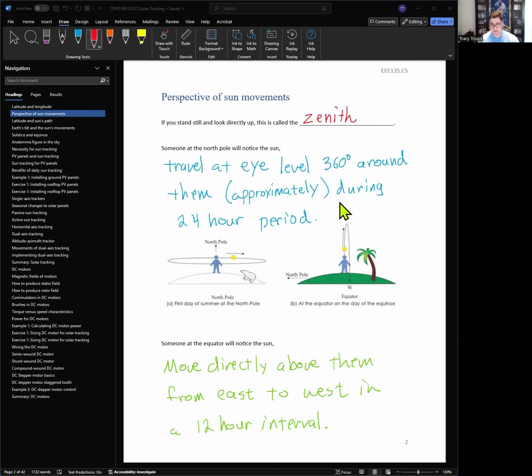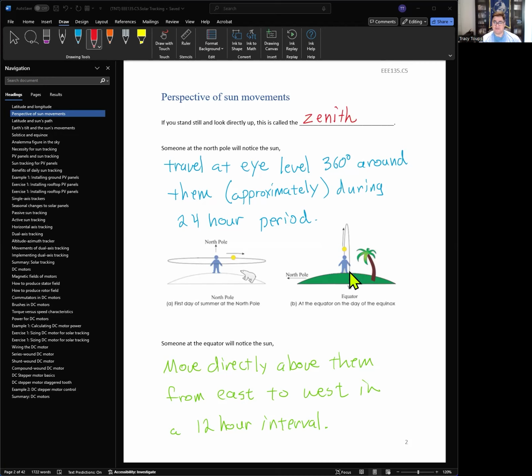Now, somebody at the North Pole, if they're looking all the way up, will notice that for the most part the sun is going to travel around them at eye level. It might vary a little bit based on the tilt of the Earth, but for the most part, if you look forward, the sun is going to go around you all the way to the back and come back forward to you from your perspective when you're sitting at the North Pole. Now, the opposite will happen if you're exactly on the equator, in the middle, in the center between the North and South Pole, right in the middle.